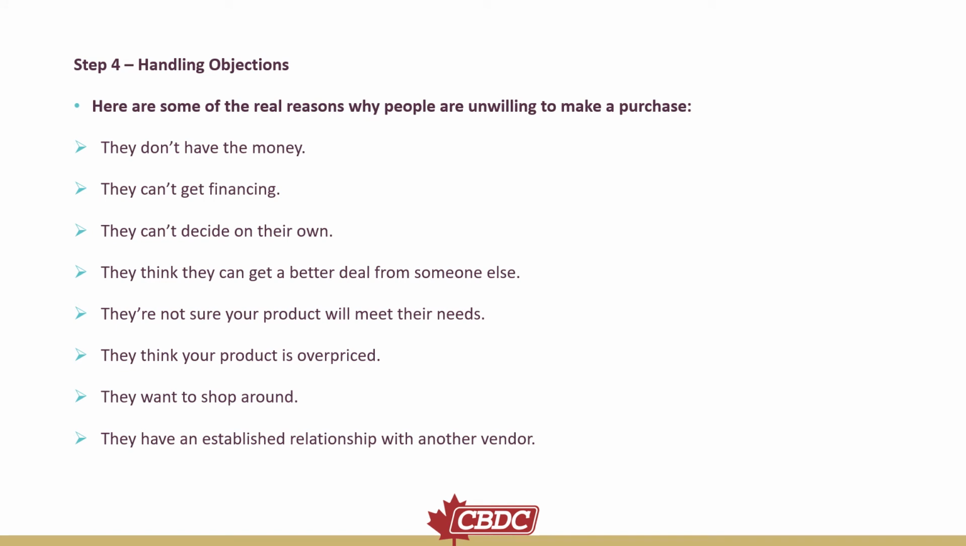Step 4. Handling objections. Here are some of the real reasons why people are unwilling to make a purchase. They don't have the money. They can't get financing. They can't decide on their own. They think they can get a better deal from somewhere else. They're not sure your product will meet their needs. They think the product is overpriced. They want to shop around, and they have an established relationship with another vendor.